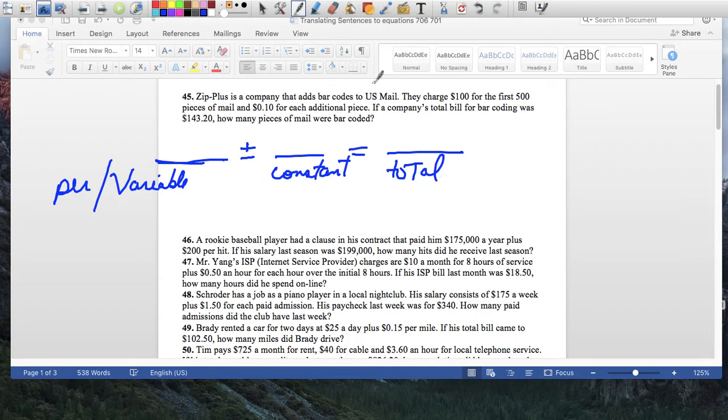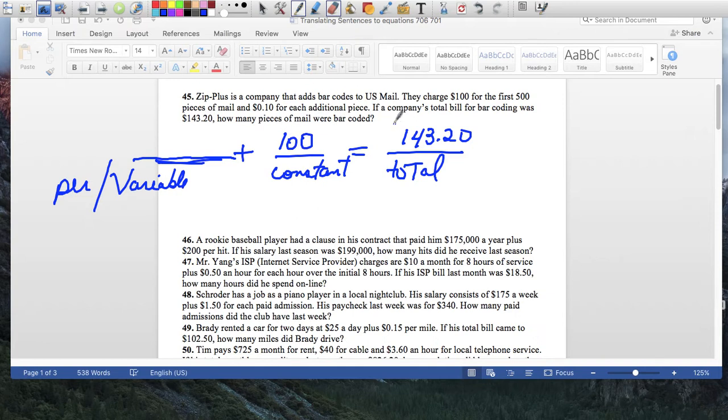So in this case, they charge $100 for the first 500 pieces of mail, and then 10 cents for each additional piece. If a company's total bill for barcoding was 143, how many pieces of mail were barcoded? I know I paid this much to the company, and out of the $143, $100 was for the first 500 sheets. So obviously I have 500 sheets plus some extra, and I want to know how many extra sheets apart from the 500.